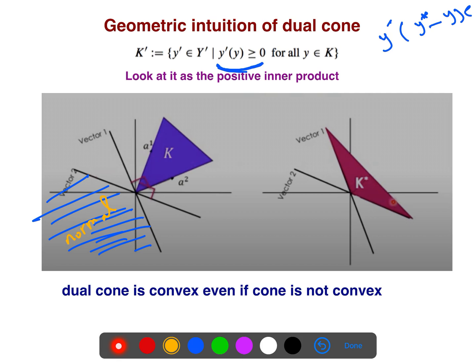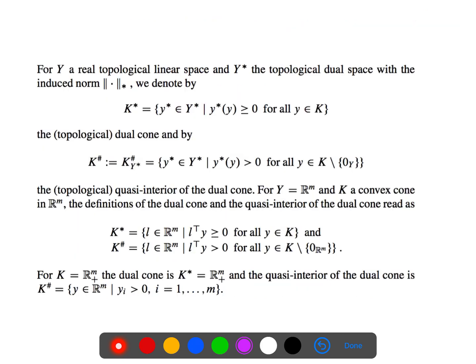So the dual cone is where the inner product with all elements of K is positive. This is the dual cone of K. The dual cone has a good property that it is convex. Although K may not be convex, the dual cone is convex. So this is the definition of a dual cone.